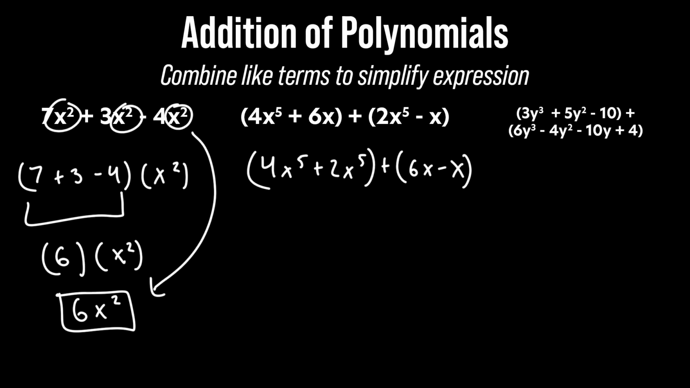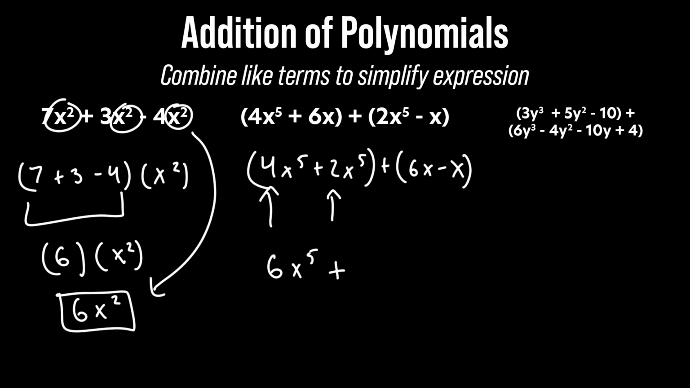Now we could use the distributive property to simplify the expression, but an easier way is by just adding up the coefficients. So we have 4 and 2 here, and if we add them together, we get 6. Because they both have x to the fifth, we can just plug that on at the end. So that's our first parentheses.